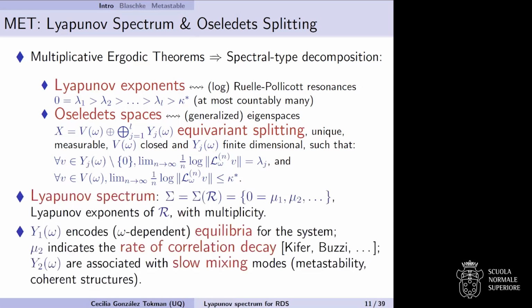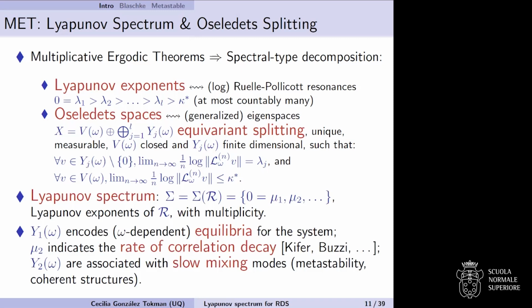So we'll denote by sigma the Lyapunov spectrum. In the context of this talk, the leading Lyapunov exponent will be 0. And we're going to use mu's instead of lambdas because lambdas could have multiplicity, but if there's multiplicity, we'll repeat these numbers in the mu's.